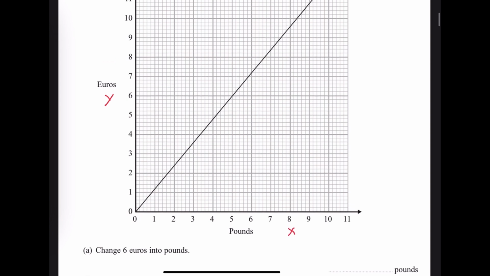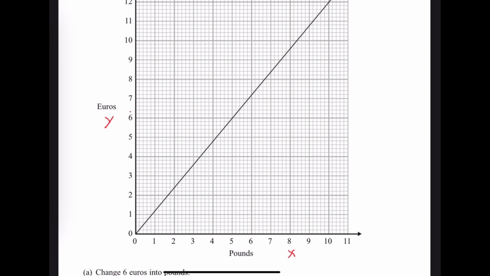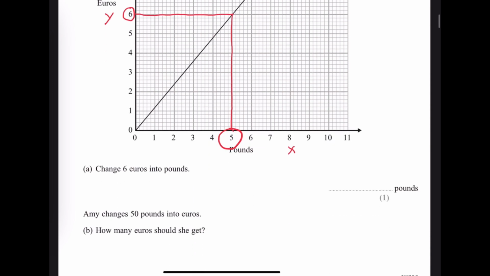First thing we are going to do is look at where there's 6 euros. So then we are going to draw a line. We stop exactly where we touch this conversion line that they have already drawn for us. As soon as we reach it, we start going down so that we can see in the x-axis, you can see over here that it is 5. So the answer is 5 pounds.